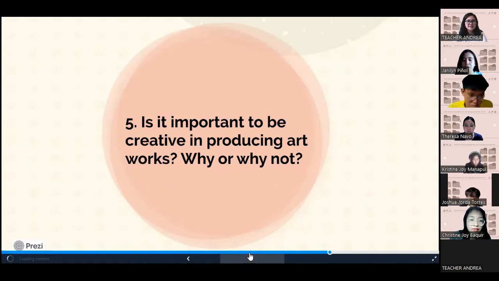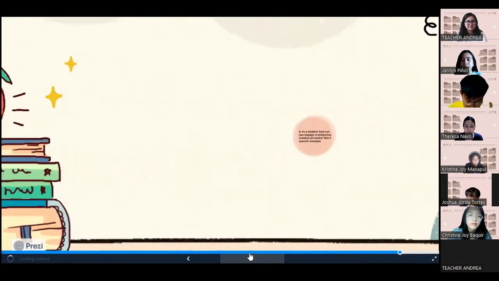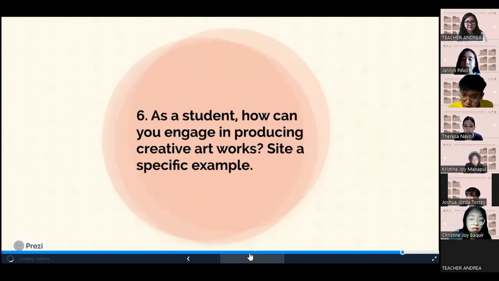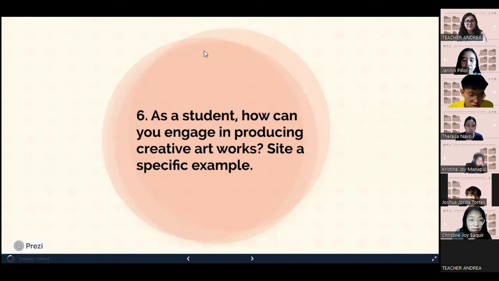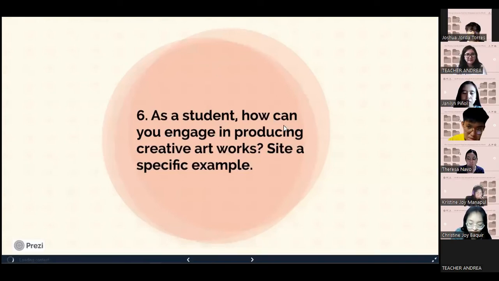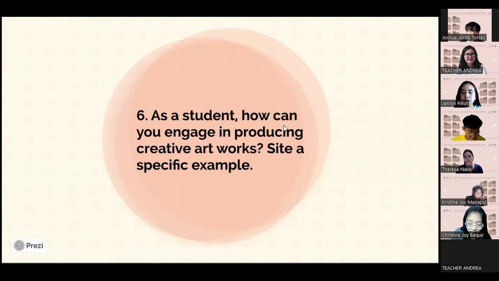So for the last question we have, as a student, how can you engage in producing creative artworks? Cite a specific example. Okay, Joshua, you're raising your hand.